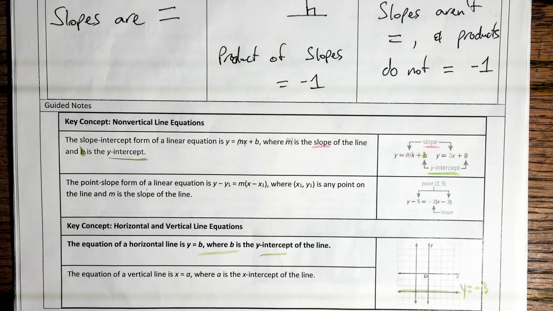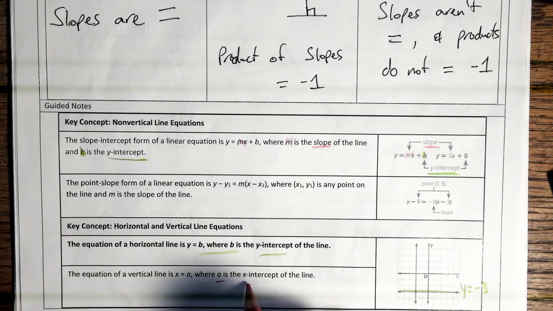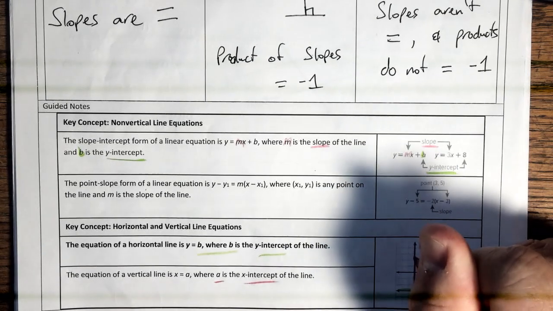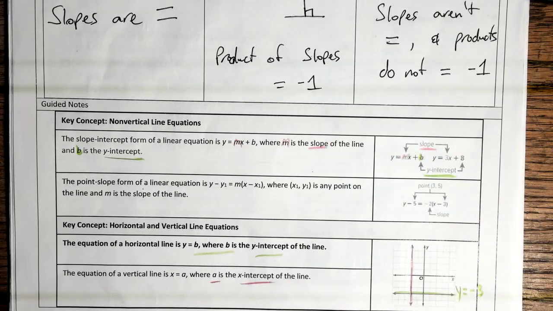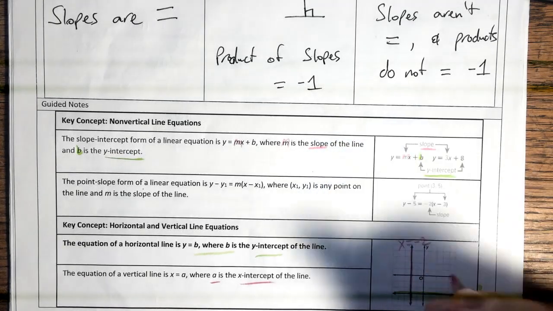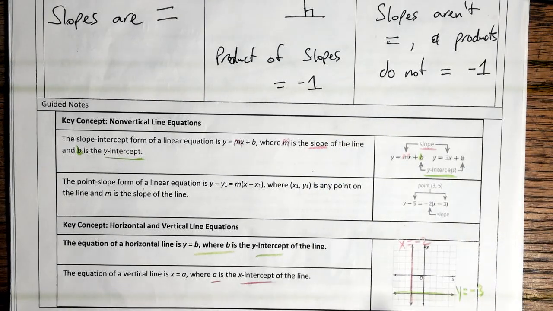The equation of a vertical line is x equals a, where a is the x-intercept of the line. So this line here, this is where it crosses the x. So negative 1, negative 2. So this is x equals negative 2. Negative 2 is where it crosses the x-axis, where that one was y equals negative 3, negative 3 being where it crossed the y-axis.